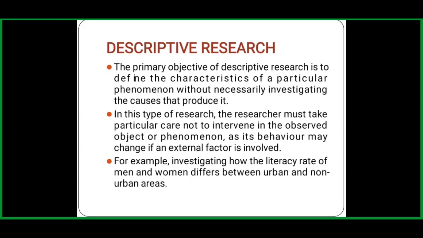Therefore, the researcher must produce what he has seen or what he has read, and he must produce it in that manner only. For example, when we talk about investigating how the literacy rate of men and women differs between urban and non-urban areas, what we'll do, we'll see the census of 2011 and the previous censuses, and we'll find out a pattern as to what is the literacy rate of men and what is the literacy rate of women first. These are two variables. Then the third variable will be what is the literacy rate of men in urban area, what is the literacy rate of women in urban area, and same for the rural area.